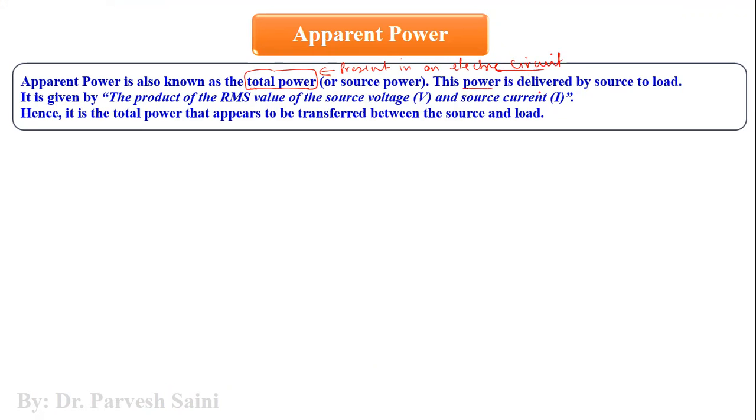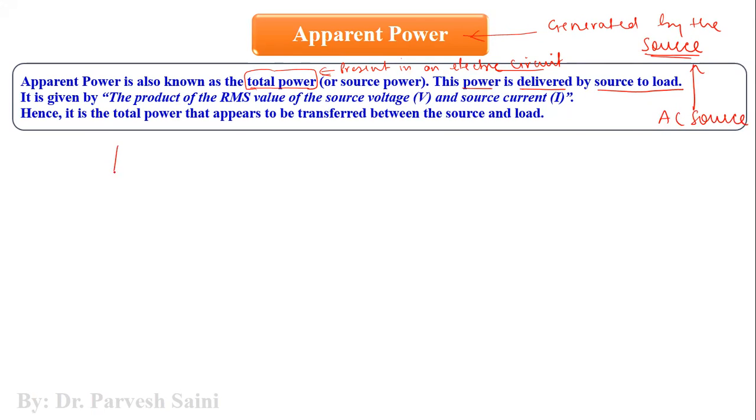This power is basically delivered by the source to the load, or we can also say that this power is generated or produced by the source. Source here means the AC source.